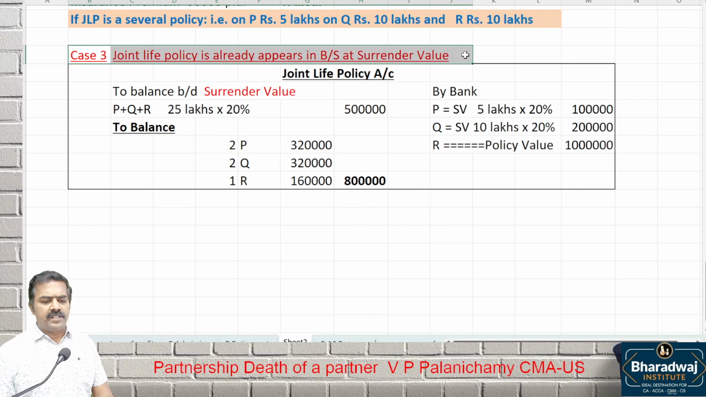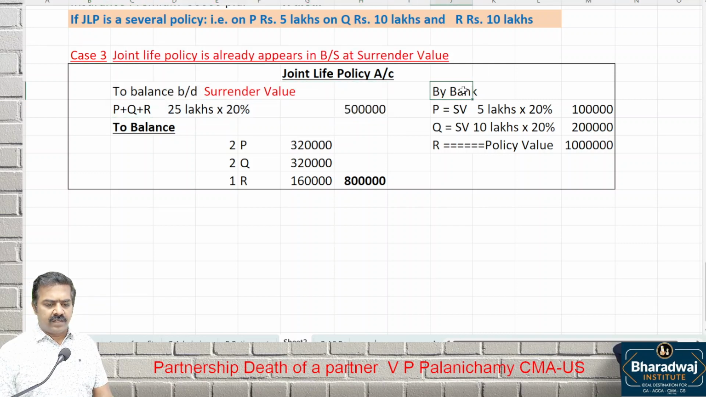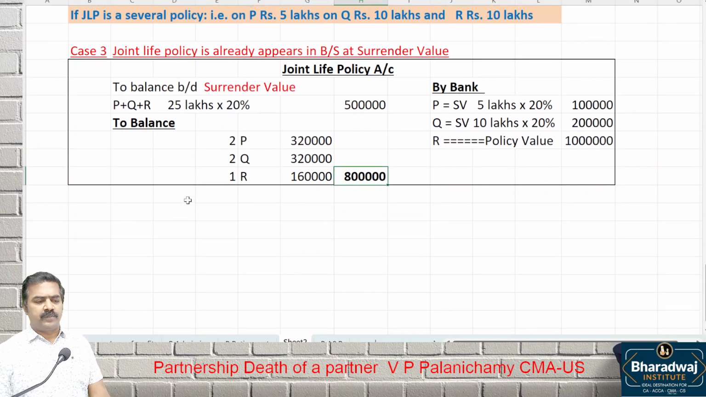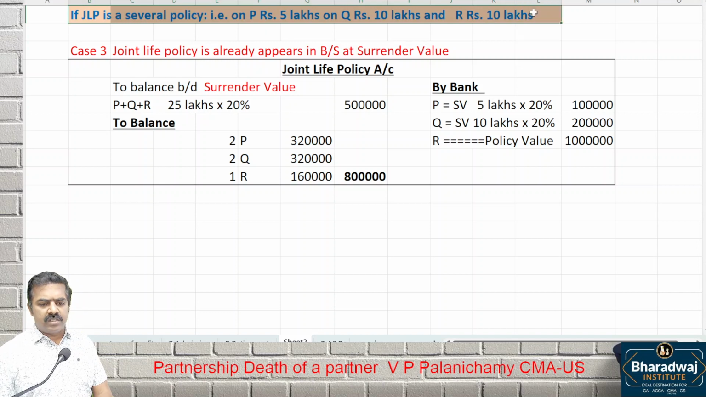If joint life policy already appears at surrender value, the 5 lakhs, now by bank, you get 13 lakhs. As a balancing figure, we get 8 lakhs that is transferred to partners' capital in profit sharing ratio. So in the examination, if they give you only the policy amount, not individual life policy, then it is a joint policy. If they give you on different lives of partners, each life of partner, that is called which policy? Several policy.